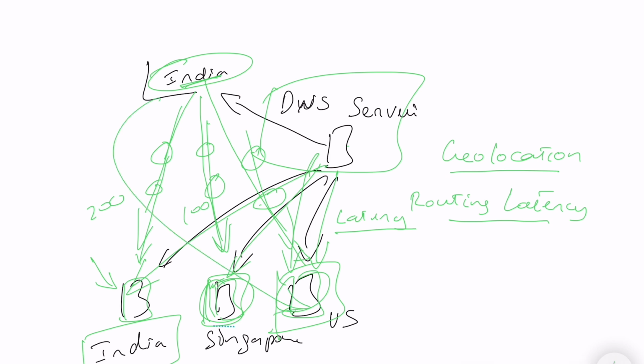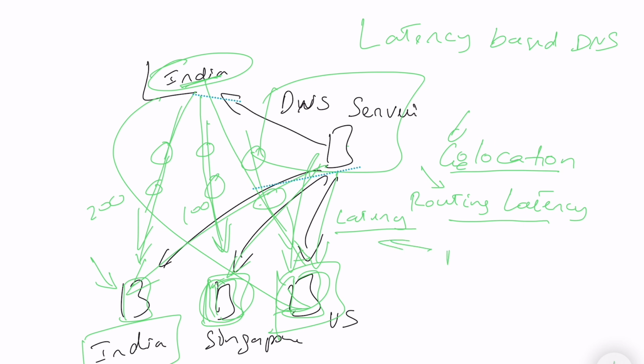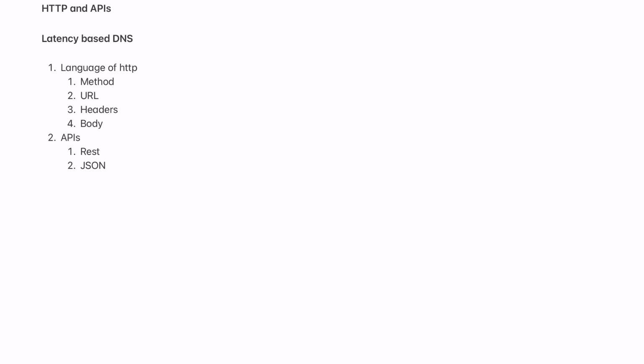So this concept is called latency based DNS. Okay, so one is geolocation, one is routing, third is actually probing the latency and giving the response. Okay, thank you guys. So this was the explanation of DNS server.